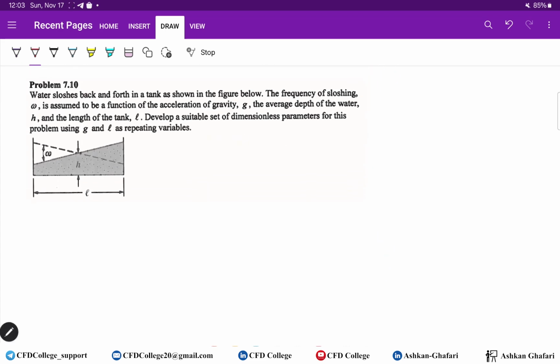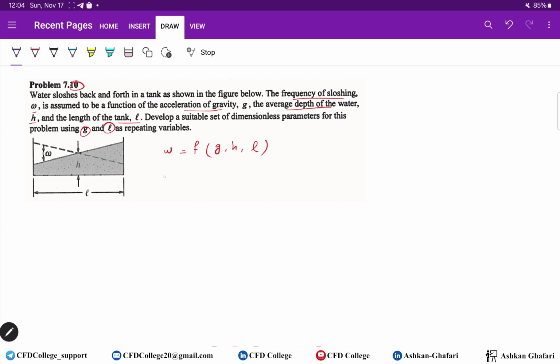Next one, problem number 10. Water sloshes back and forth in a tank as shown in the figure below. The frequency of sloshing, omega, is assumed to be a function of the acceleration of gravity g, the average depth of the water h, and the length of the tank L. Develop a suitable set of dimensionless parameters for this problem using g and L as repeating variables.